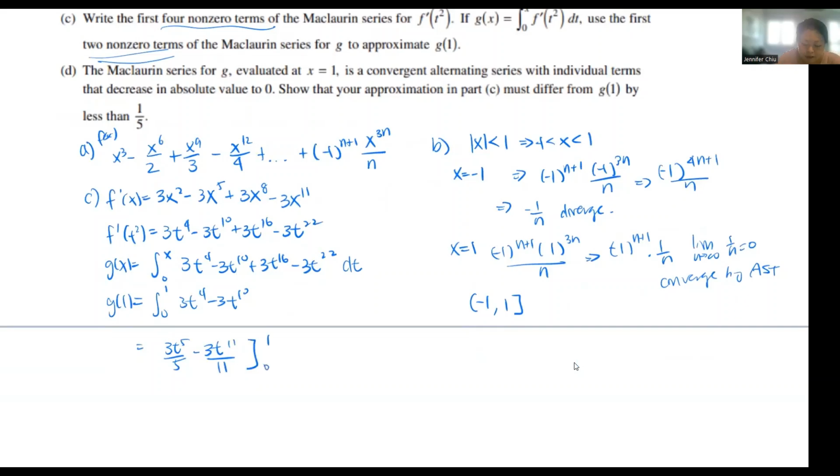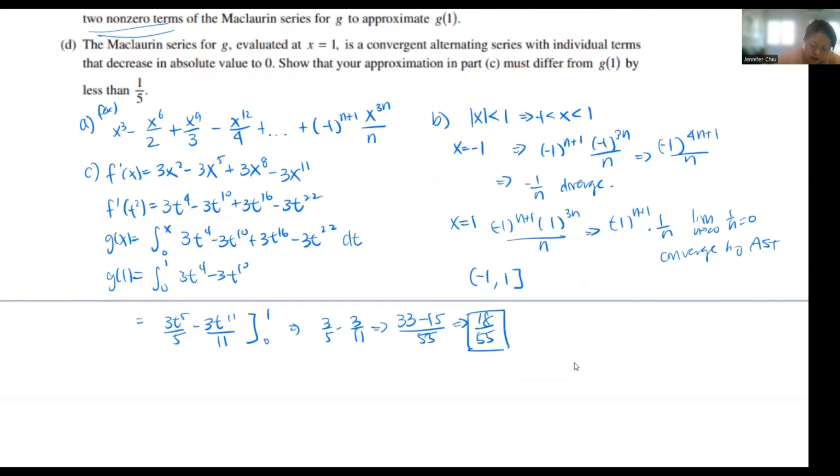Don't worry about the 0 because this is a polynomial function. 0 equals 0. So we have 3 over 5 minus 3 over 11. That will give me my crisscross, 33 minus 15 over 55. 18 over 55 will be my g of 1 value.